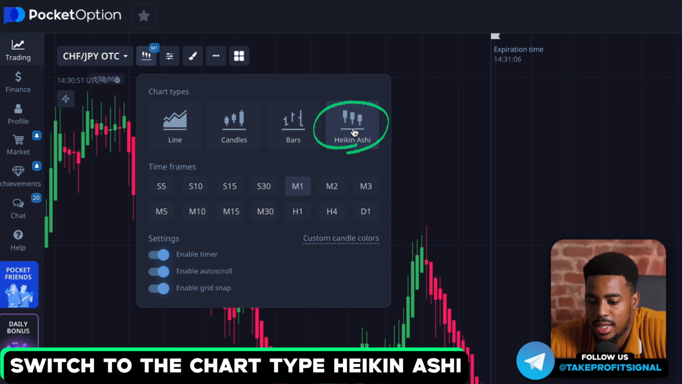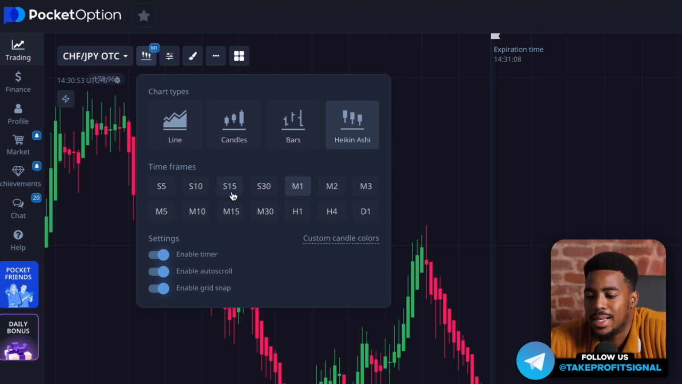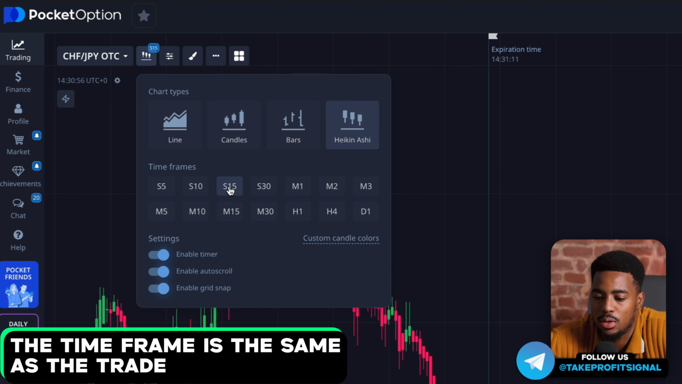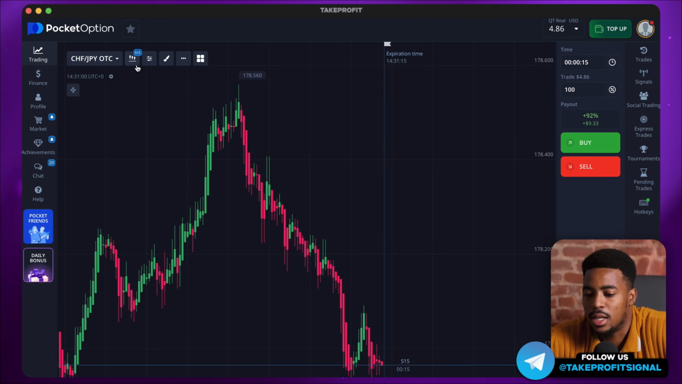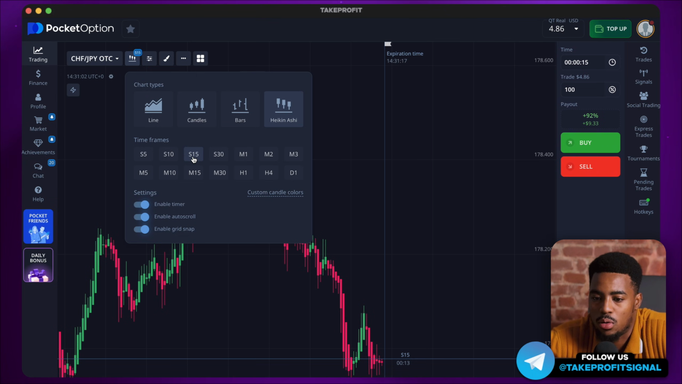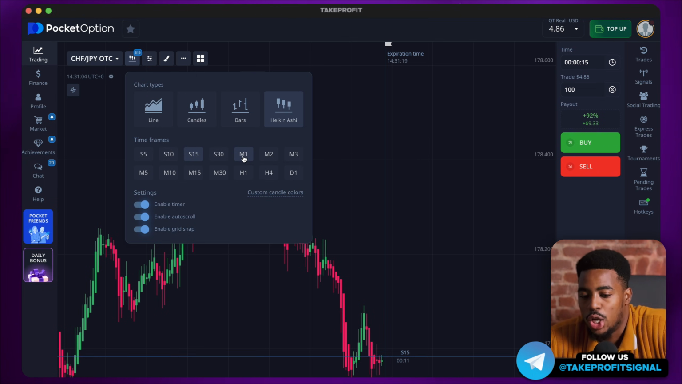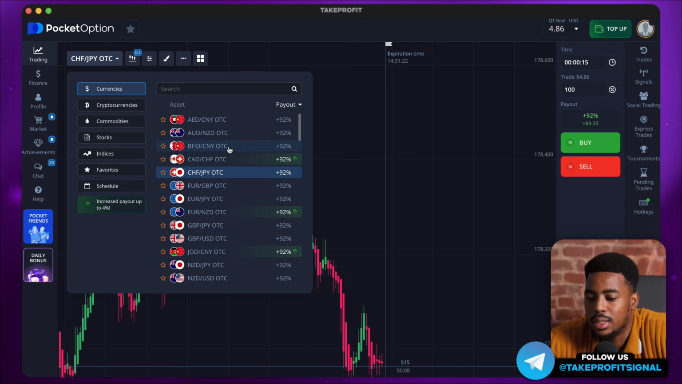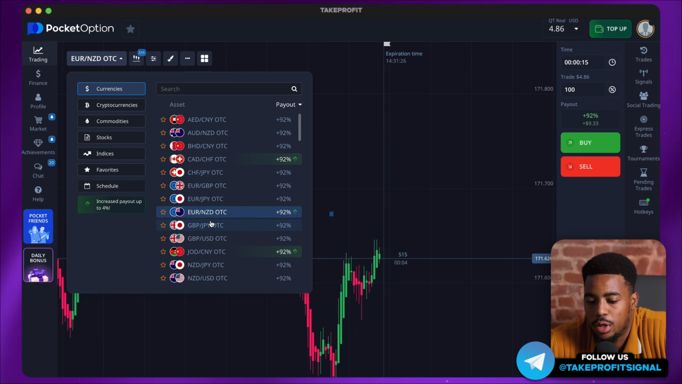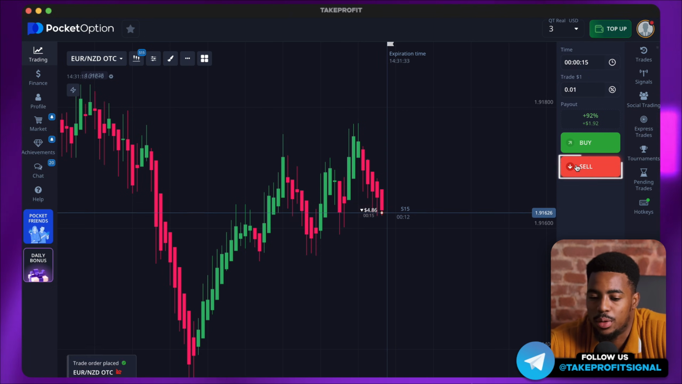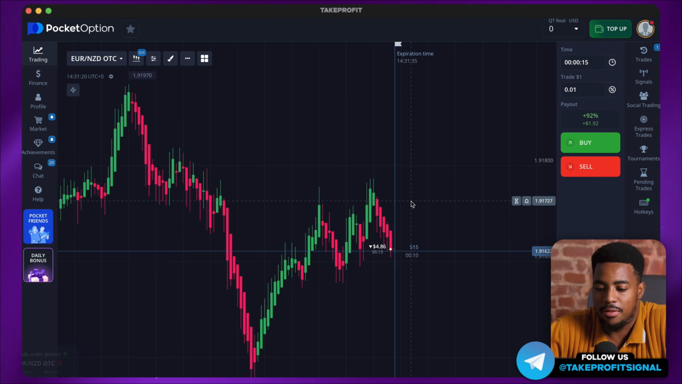First, switch to the latest type of chart on Pocket Option. Second, set the time frame to match the duration of your trade. My trade duration is 15 seconds, so the time frame for each candle should also be 15 seconds. You can trade on M1, but then don't forget to switch back. Next, look for a chart where there are 4 candles of the same color in a row. After that, we will enter a trade in the same direction for the same 15 seconds.